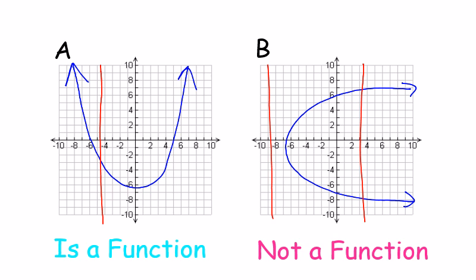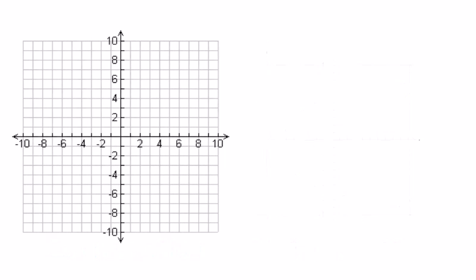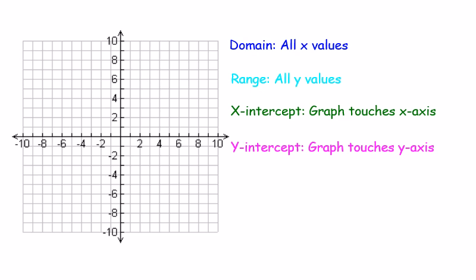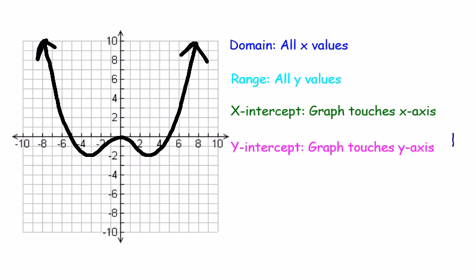Now time for vocabulary. Remember that domain is all x values, range is all y values, the x-intercept is where the graph crosses the x-axis, and the y-intercept is where the graph crosses the y-axis. So here's the graph. Take a minute to find the domain, range, x-intercept, and y-intercept. Pause the video until you are done.